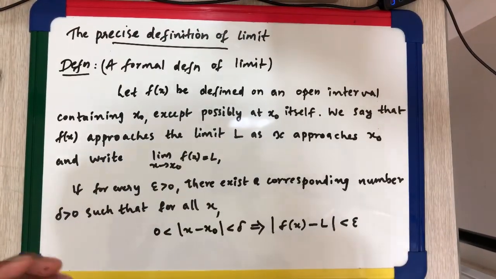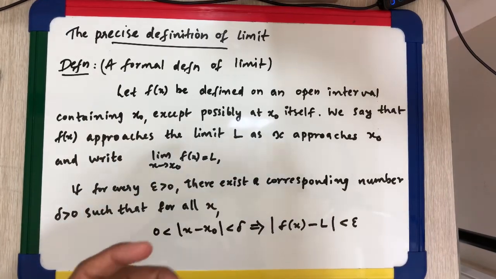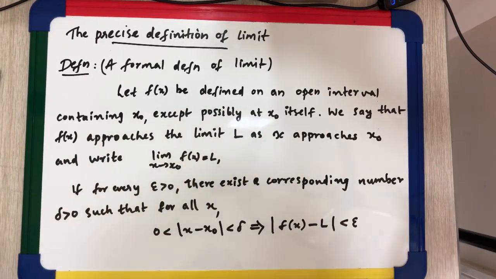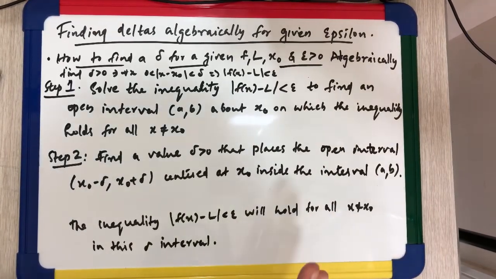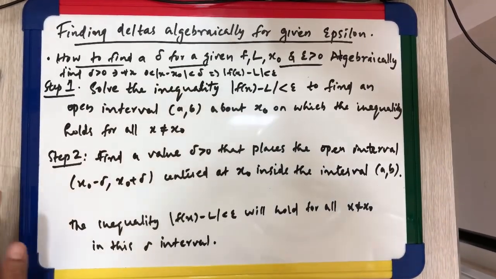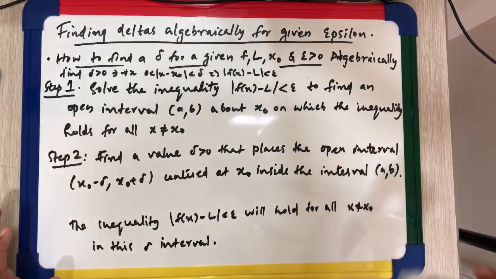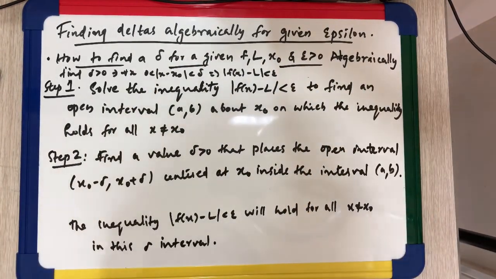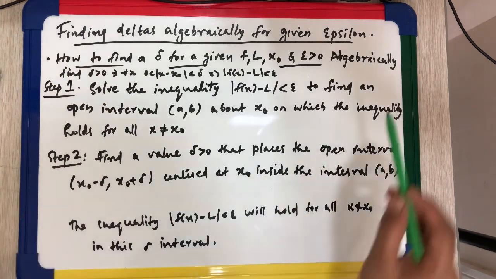In the definition of limit, we need a positive delta for any given value of epsilon. The process of finding delta is very simple. We can explain it in 2 steps. Finding deltas algebraically for a given epsilon. How to find a delta for a given f, L, x0 and an epsilon greater than 0 algebraically.